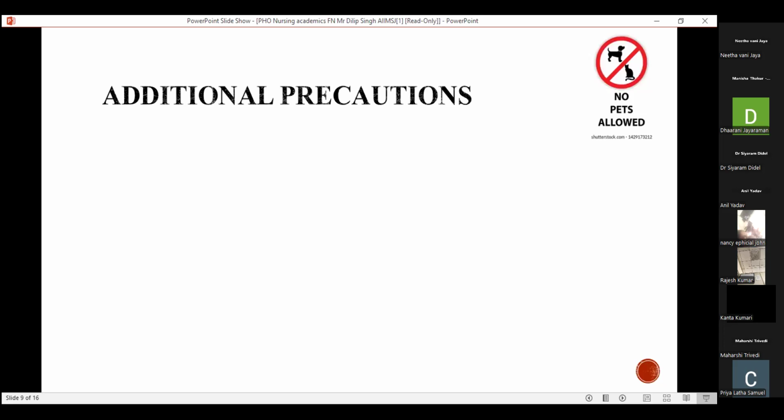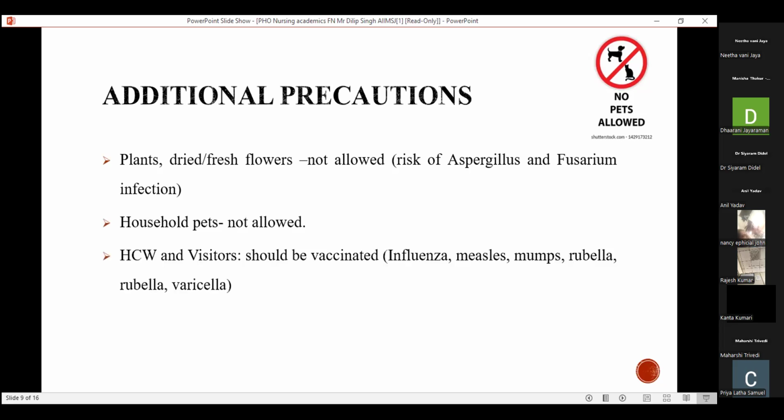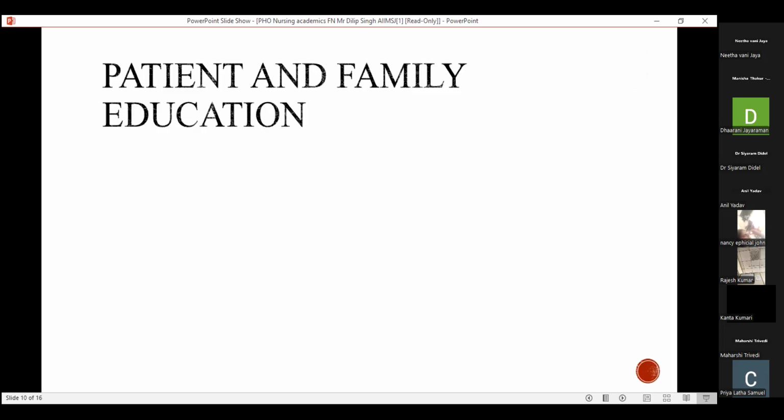Next, additional precautions. Plants and fresh flowers are not allowed, due to the risk of Aspergillus and Fusarium infection. Household pets not allowed. Healthcare workers and visitors should be vaccinated: influenza, measles, mumps, rubella, varicella.